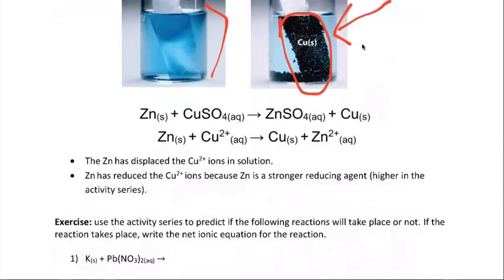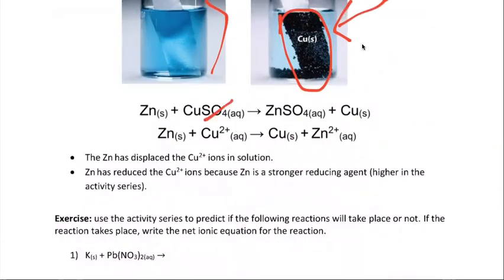Because really, again, we get back down to our reaction. The sulfate's not doing anything. It's just in there helping. But what's happening is the zinc is going from solid to aqueous. That's why the solution's getting paler in color. And the copper ions that give the solution the blue color are now forming that solid copper on that piece of metal, okay? So the zinc displaced the copper ions in solution. It reduced the copper ions because it's a stronger reducing agent, because zinc is higher up than copper on the activity series.